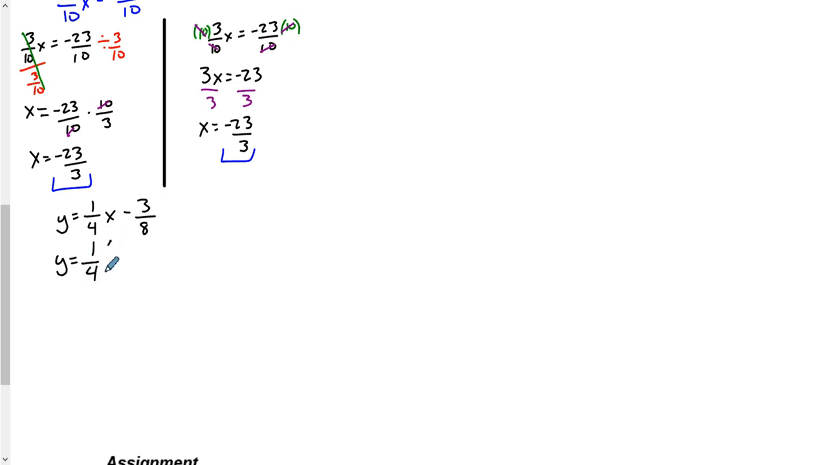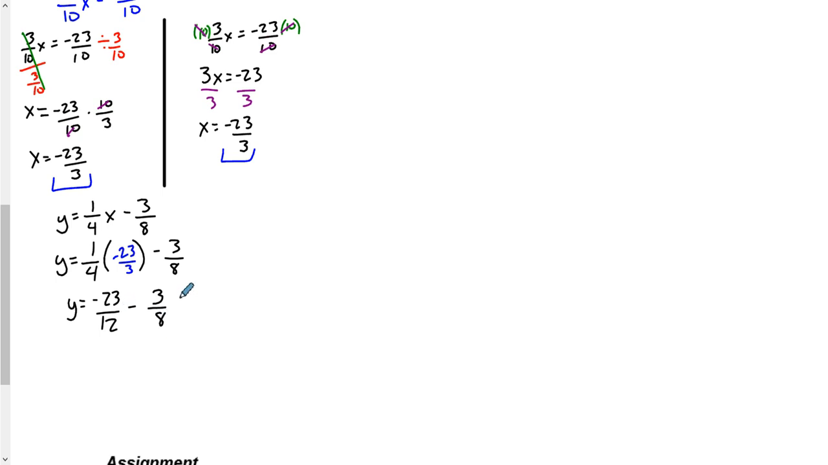But y is 1/4 multiplied by the x, which is negative 23 thirds, subtracting 3/8. So we can continue on. 1 times negative 23 is negative 23. 4 times 3 is 12.